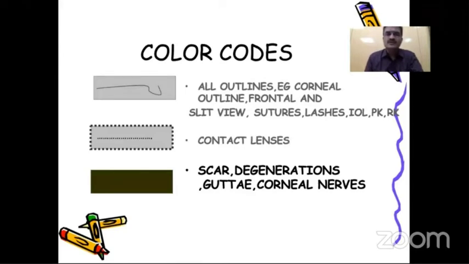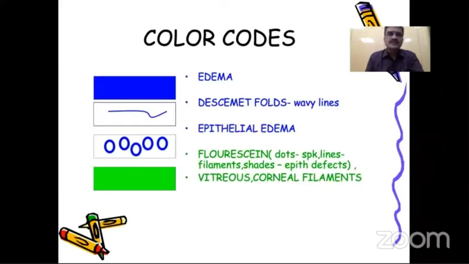All outlines, corneal outline, frontal, slit lamp, slit sutures, lashes, IOL, PK, and RK scars have to be documented in dark black color. Contact lenses in slashed dotted black lines. Scars, degeneration, guttae and corneal scars have a black color. Edema, blue color. Descemet folds have wavy lines. Epithelial edema has small blue circles.